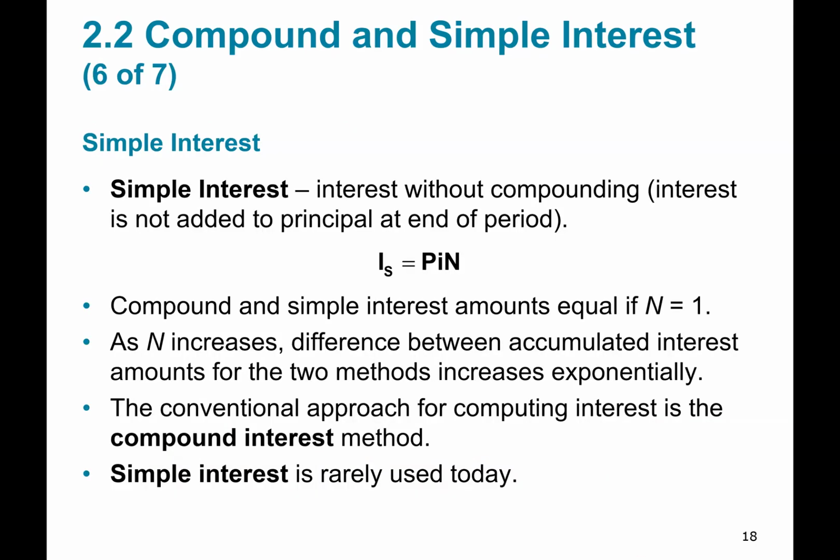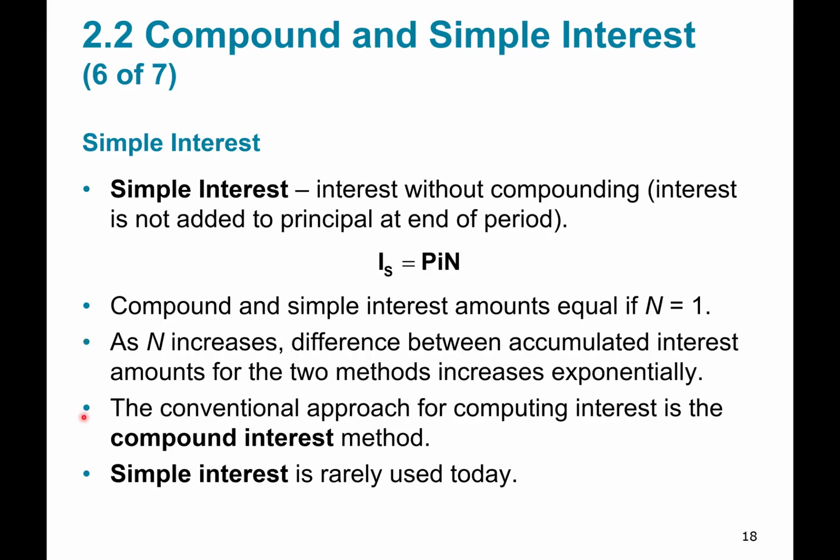When we say simple interest, this is interest without compounding. Interest is not added to the principal at the end of the period. So in the most simplistic way, it's going to be interest equals P times I times N. Compound and simple interest amounts are equal if N equals 1, and as N increases, the difference between accumulated interest amounts for the two methods increases exponentially.